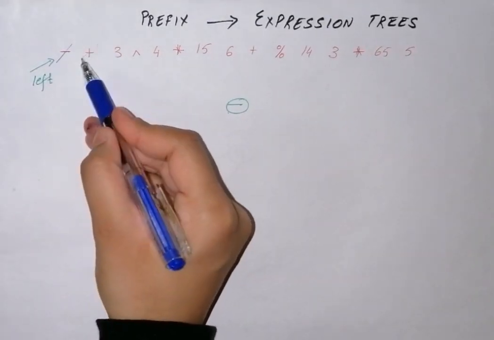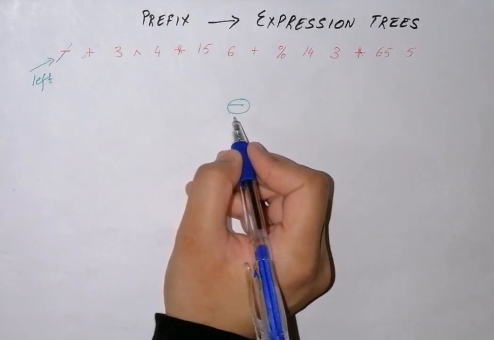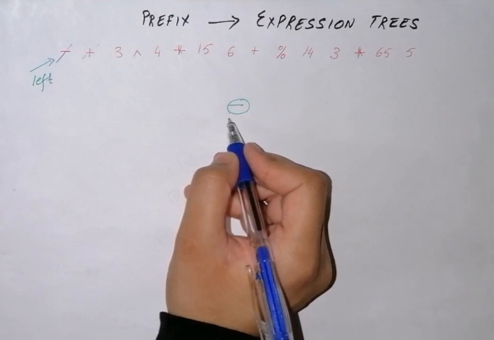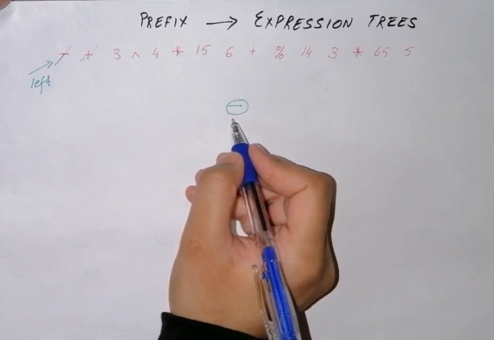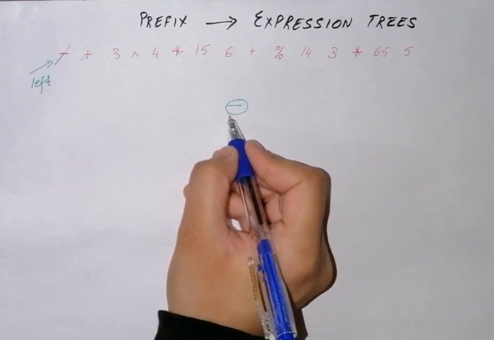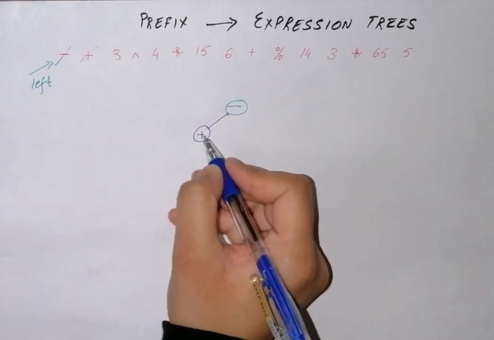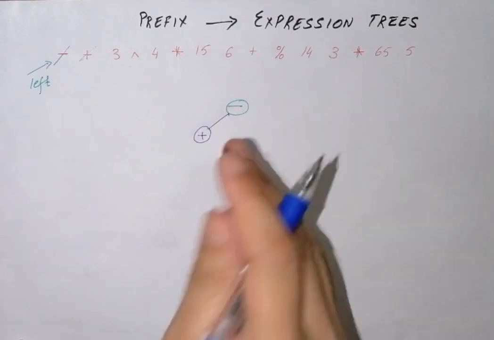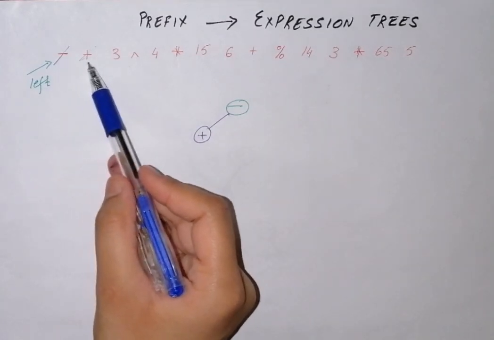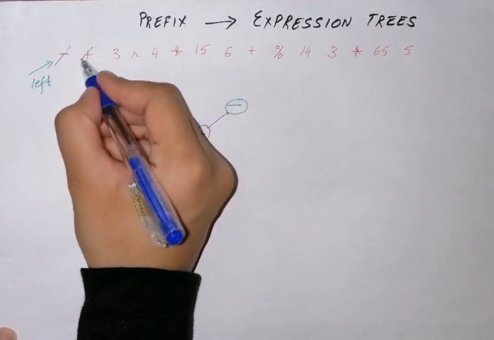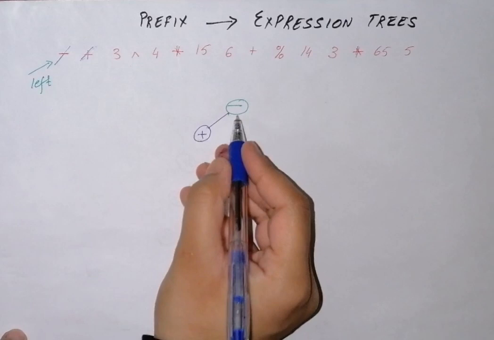Now next is this plus. We are going to insert this plus in this expression tree where we have only inserted the root node so far. We will insert this plus towards the right side of the parent. Oh sorry, the left side of the parent. Why? Because this is rule number 2: whatever character we encounter in the sequence, that is, after minus we encountered plus, we will directly insert it towards the left side of the parent node.